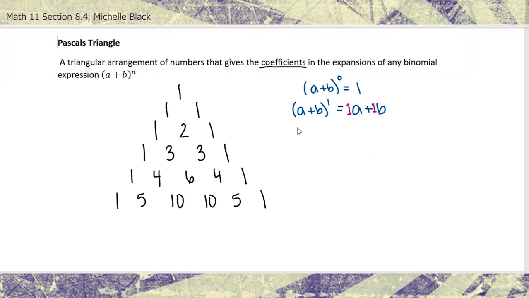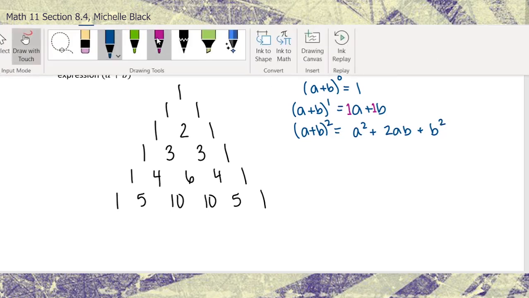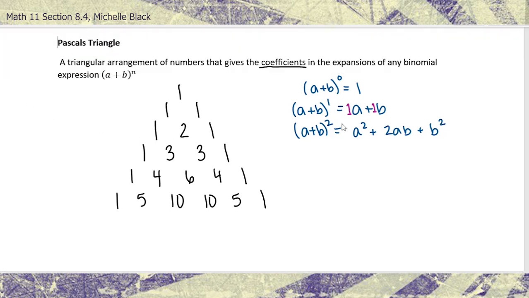The next one is for the expansion of a plus b to power 2, which, if you remember, is a squared plus 2ab plus b squared. So notice again, the coefficients are 1, 2, and 1. And we just keep up this pattern all the way down.